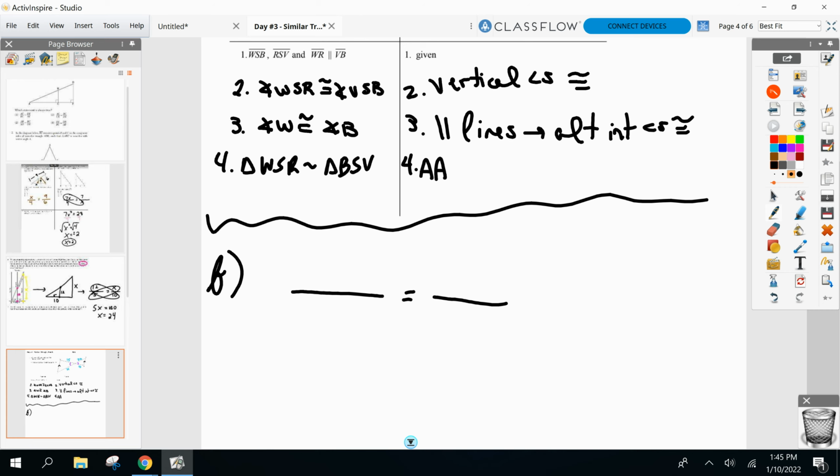Which sides match up in each triangle? You got it. 20 over... No, it's x over 20. Wait, did I do that wrong? No, you're right. WS is 15. Sorry, I wrote that wrong. X over 15. No, it's 15, 20. X over 15.